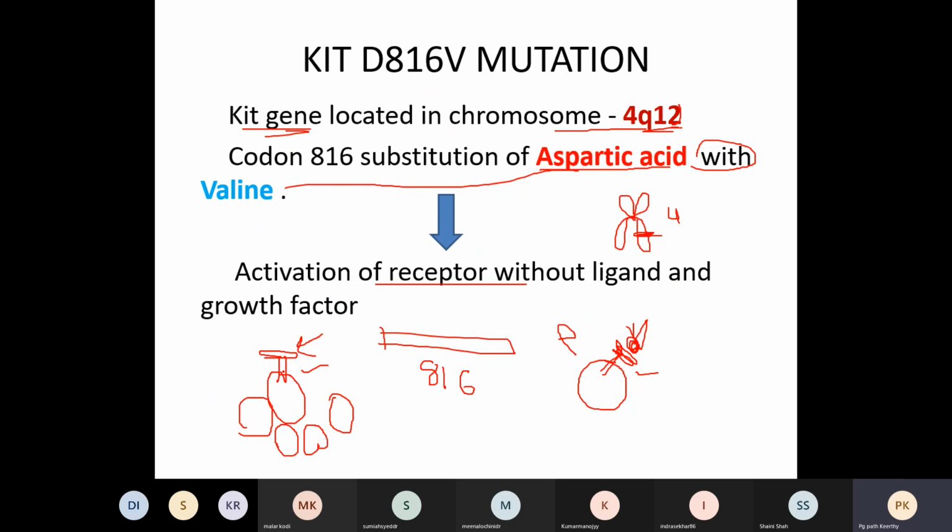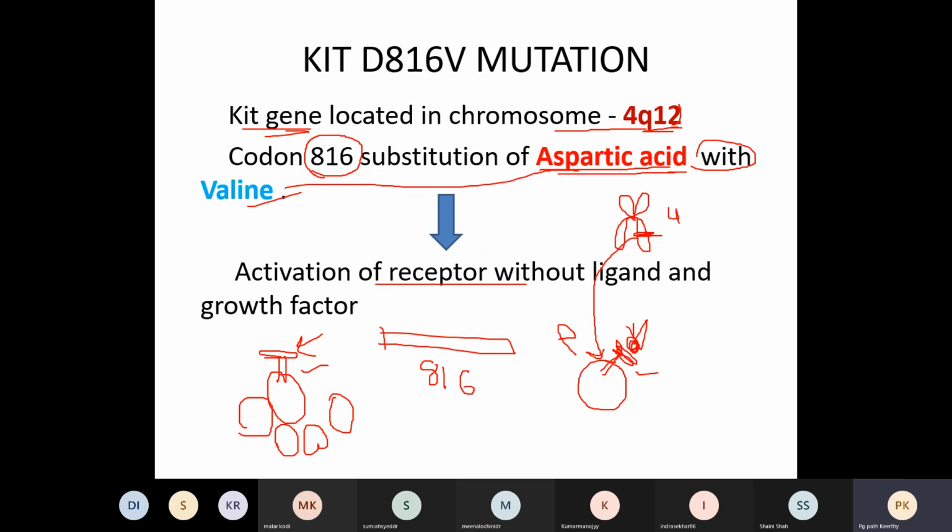So what happened to your KIT gene, which is present in chromosome number 4, at the 816 position? There is a substitution of aspartic acid with valine. So because of that, what happened? Obviously, this gene is abnormal. So whatever receptor it will code will be abnormal, right? It is not the normal one.